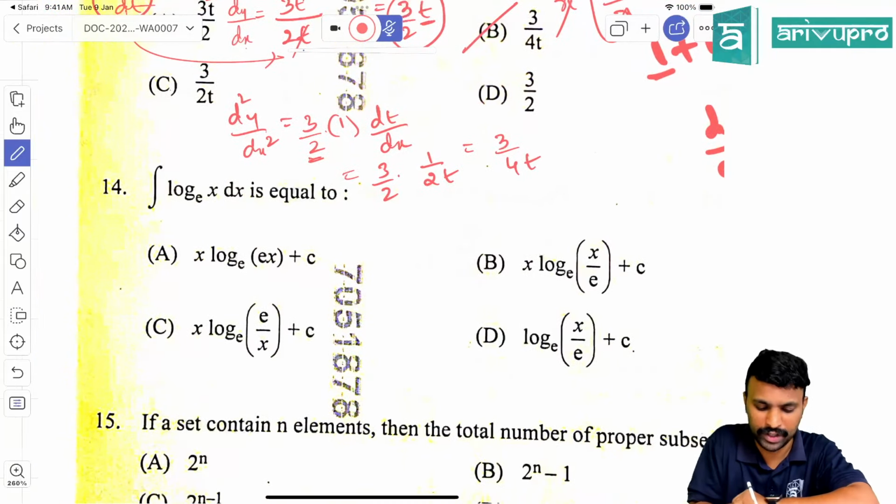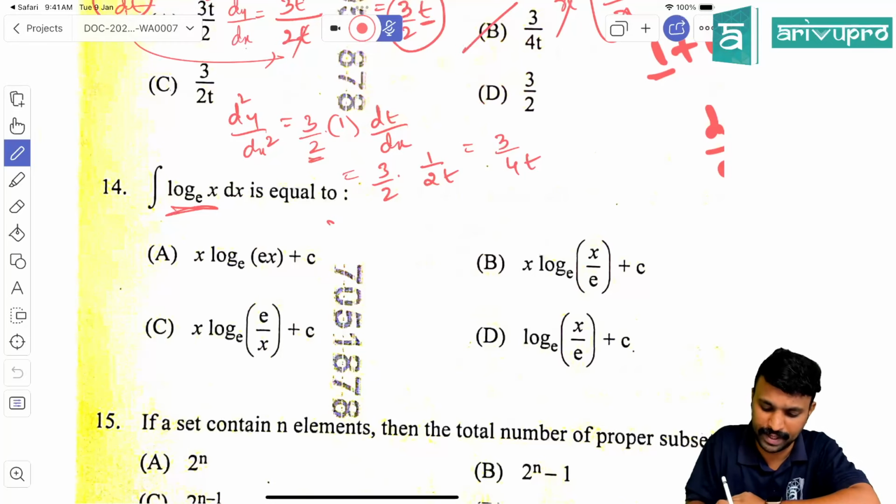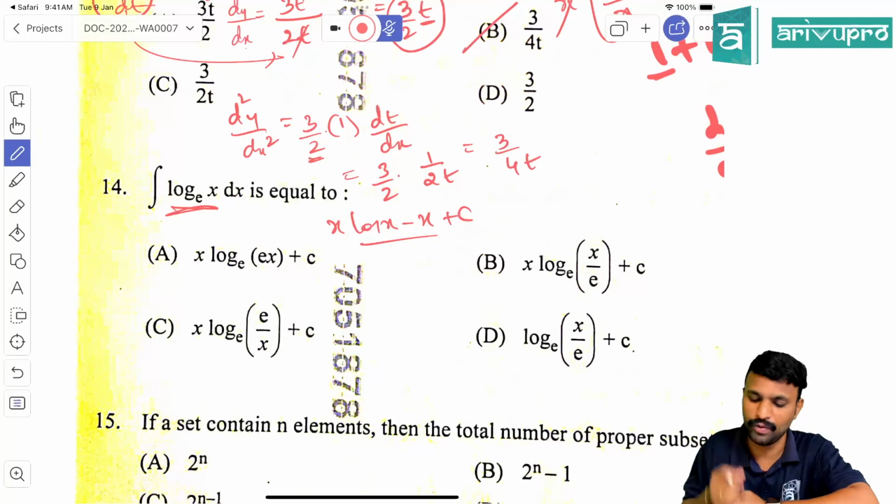Okay, moving on to the next question, guys. Integration of log x to base e is basically x log x minus x plus c. Which option would give you this?